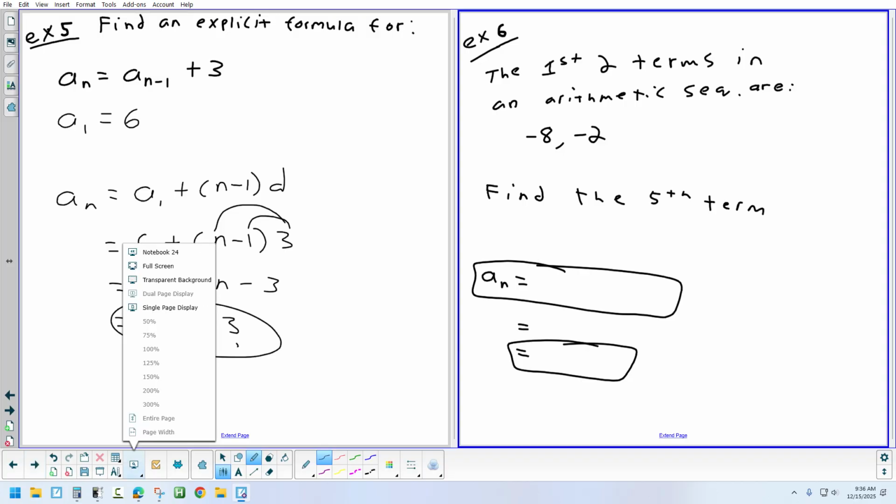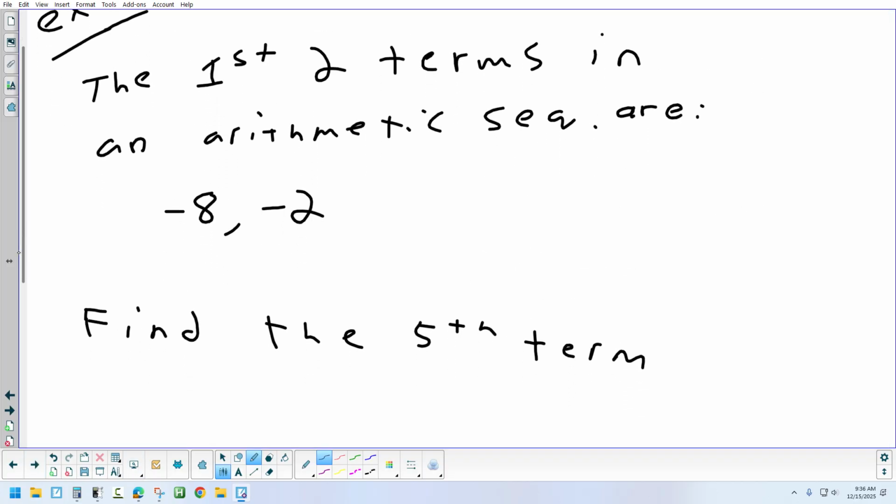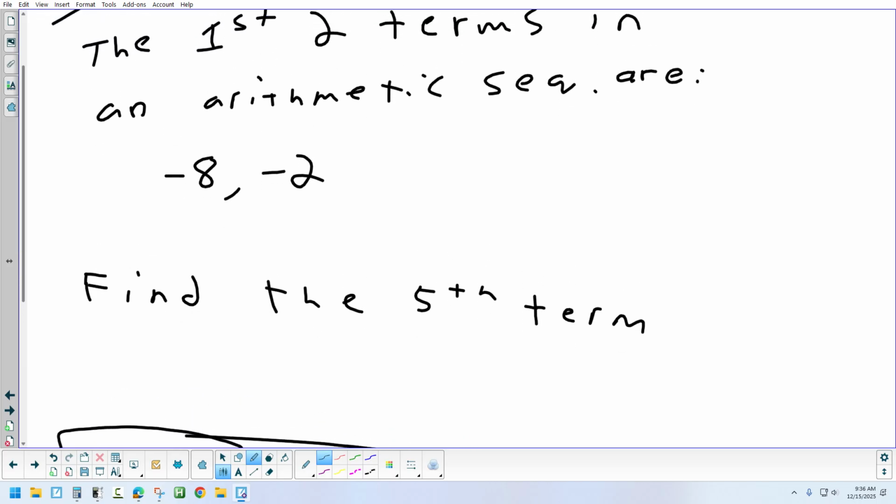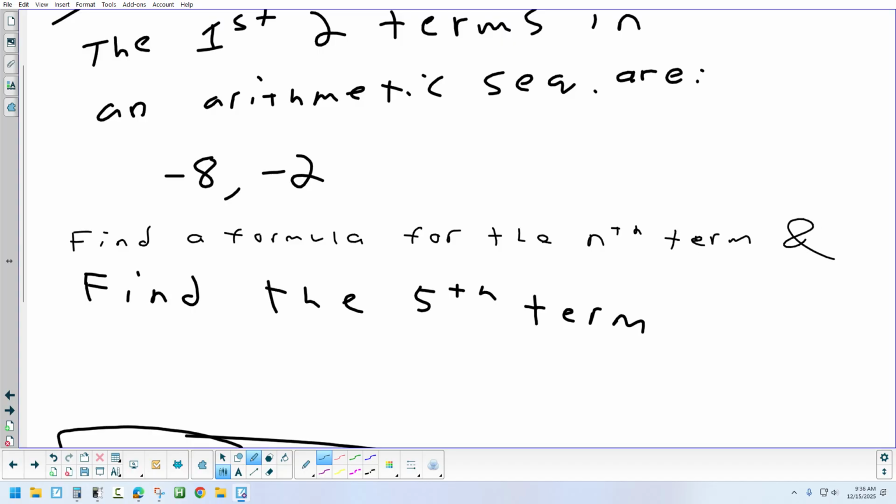Okay, let's try this one. This one says the first 2 terms in an arithmetic sequence are -8 and -2. So let's find a formula for the nth term and then find the 5th term. Okay, so let's start with our formula.